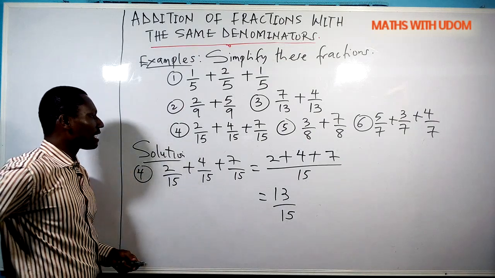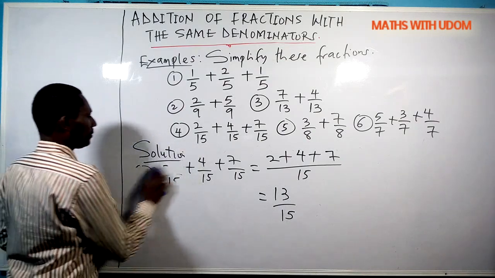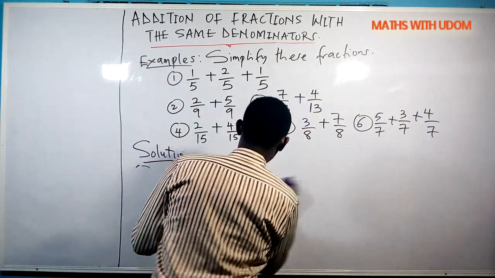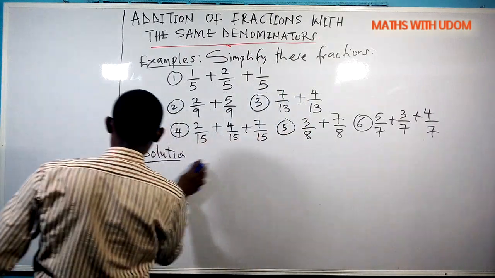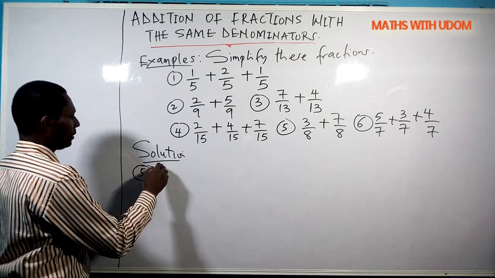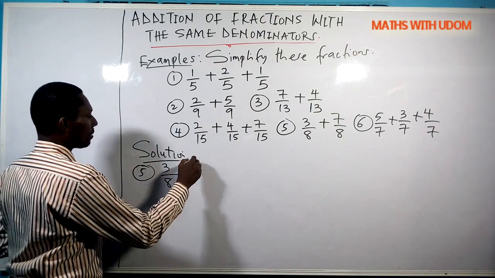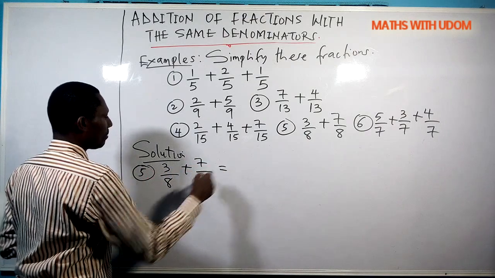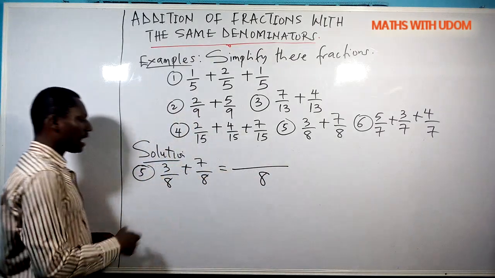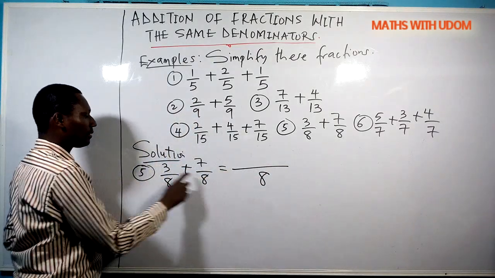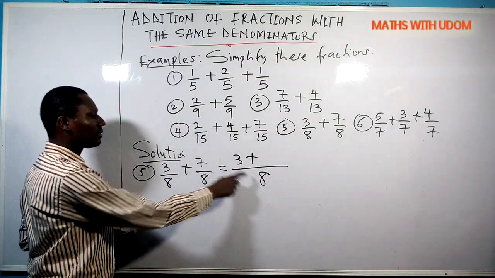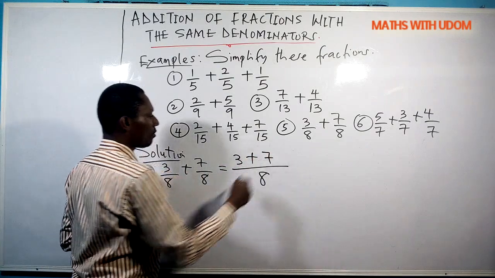Okay? Then example 5. What's example 5? 3 divided by 8 plus 7 divided by what? By 8. What's the LCM? 8. So how many 8 can go in 8? 1. 1 times numerator 3. 3. Plus, how many 8 in 8? 1. 1 times numerator 7. We have 7.